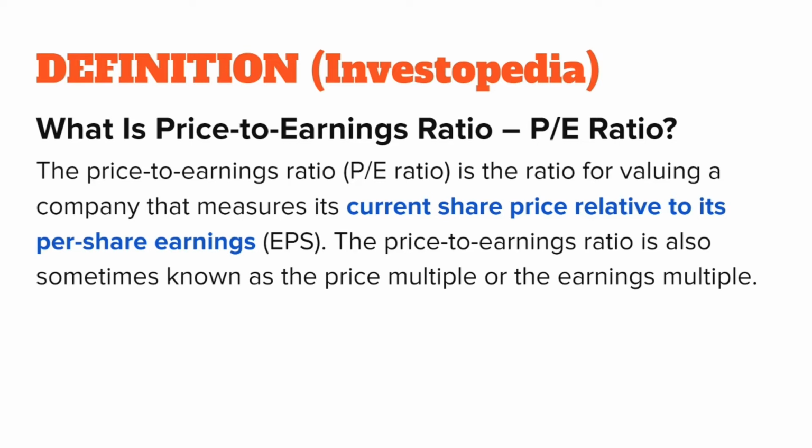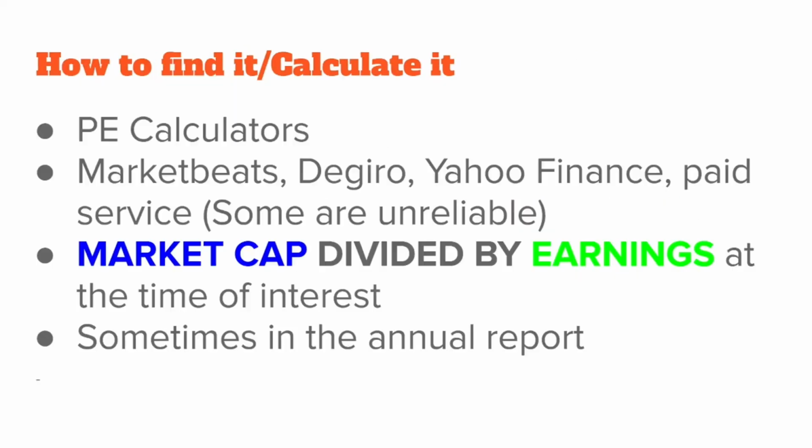But now let us move on to the next slide, which is how to actually calculate and how to find the PE ratio. Here we've got a few suggestions. There are PE calculators online where you can just type in, for instance, the equity and the earnings for a particular company, and it will calculate the PE for you. These are very similar to MarketBeat, DeGiro, Yahoo Finance, and other paid services that provide you with a ready-made PE value. They have basically calculated it for you, and you can just check it.